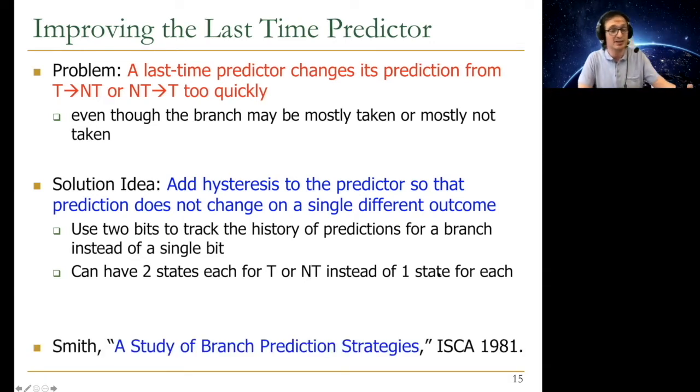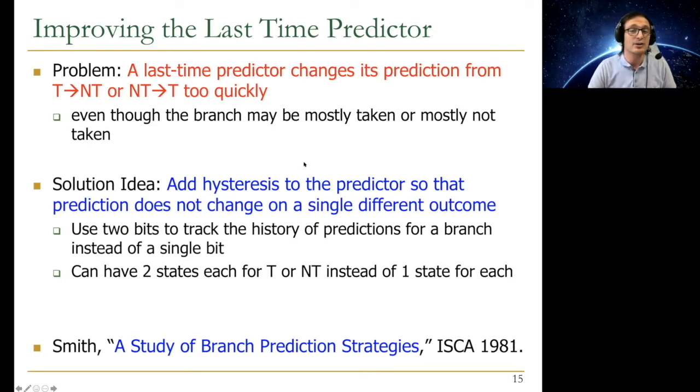And this was actually introduced by a seminal paper by Jim Smith in ISCA 1981. This is a major conference in computer architecture. And it basically made a huge difference. It increased the prediction accuracy significantly. As a result, it was the state of the art for at least a decade or so. It was employed in many high-performance processors as the major branch predictor, as we will see.